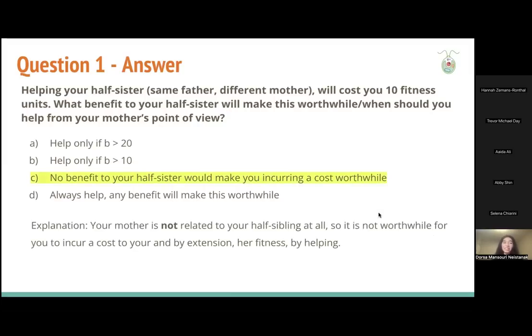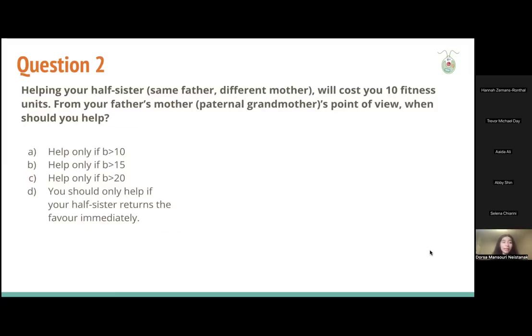All right, so the answer to this question is C. No benefit to your sister or your half-sister would make you incurring a cost worthwhile because your mother isn't related to your half-sibling at all. So it's not worthwhile for you to incur any sort of cost, and by extension to your fitness, by helping. Next slide. This is the exact same scenario.